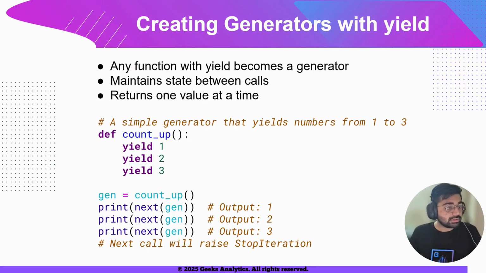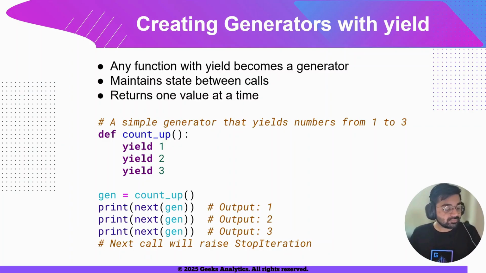Unlike return statements, which exit the function, yield pauses the function and saves its state. This means that at the point where we left off, in its next call it can be resumed from that particular checkpoint state. When the generator function is called, it doesn't run immediately, it returns a generator object. Each call to next resumes the function until the next yield, and when all the values are exhausted, the function will raise StopIteration just like an iterator.